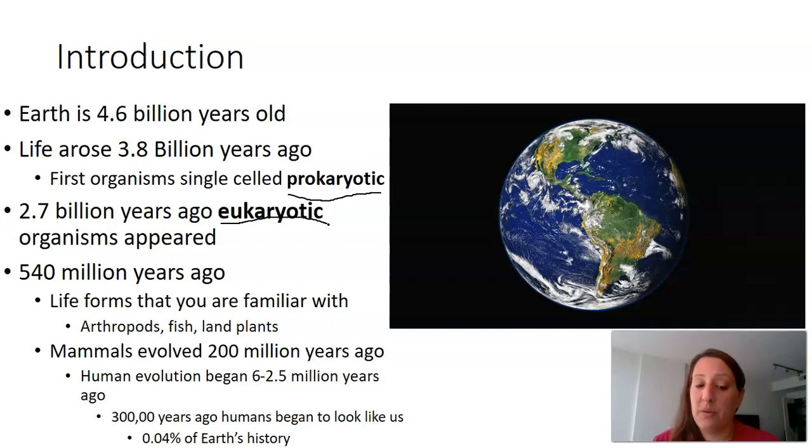About 300,000 years ago is when we start to see in the fossil record the evolution of humans that looked more like present-day modern humans. So if you do the math, it's pretty interesting. Humans, or human-like species, we've only been on the planet for about 0.04% of Earth's history, which is a small, tiny fraction of time in that big picture. That's pretty interesting.